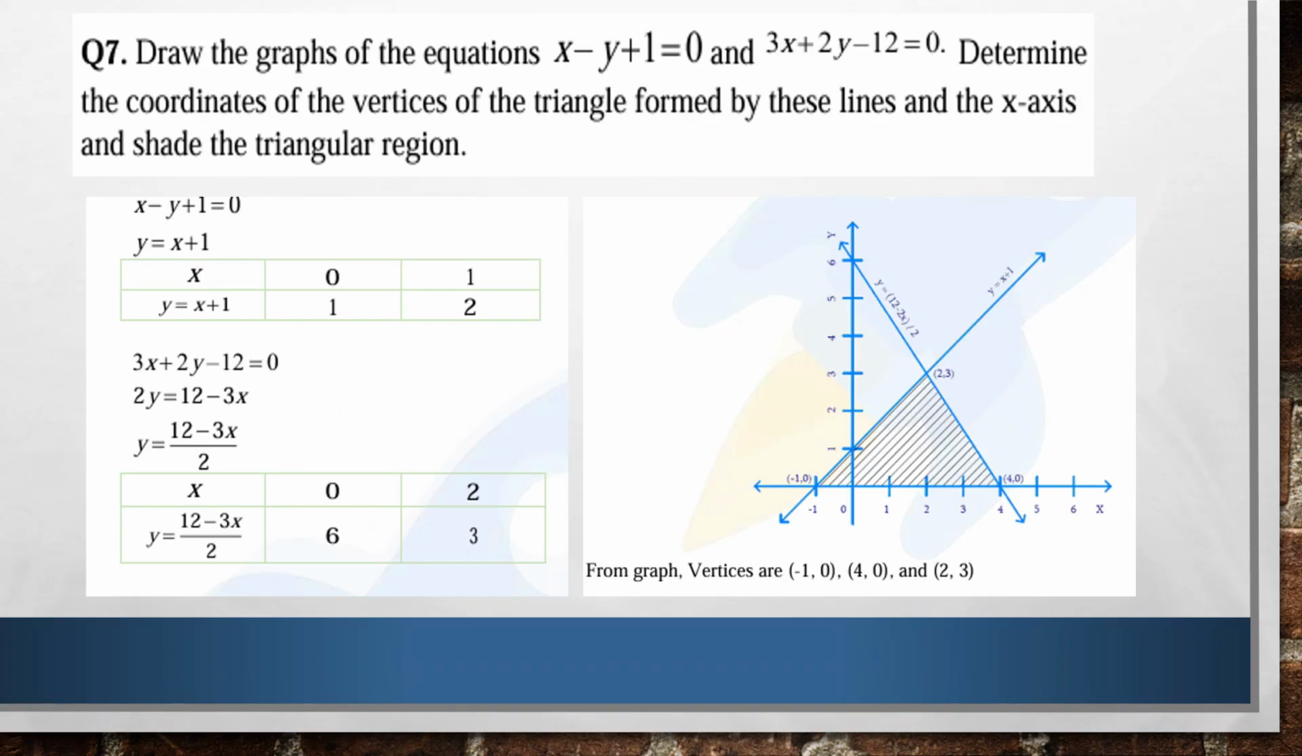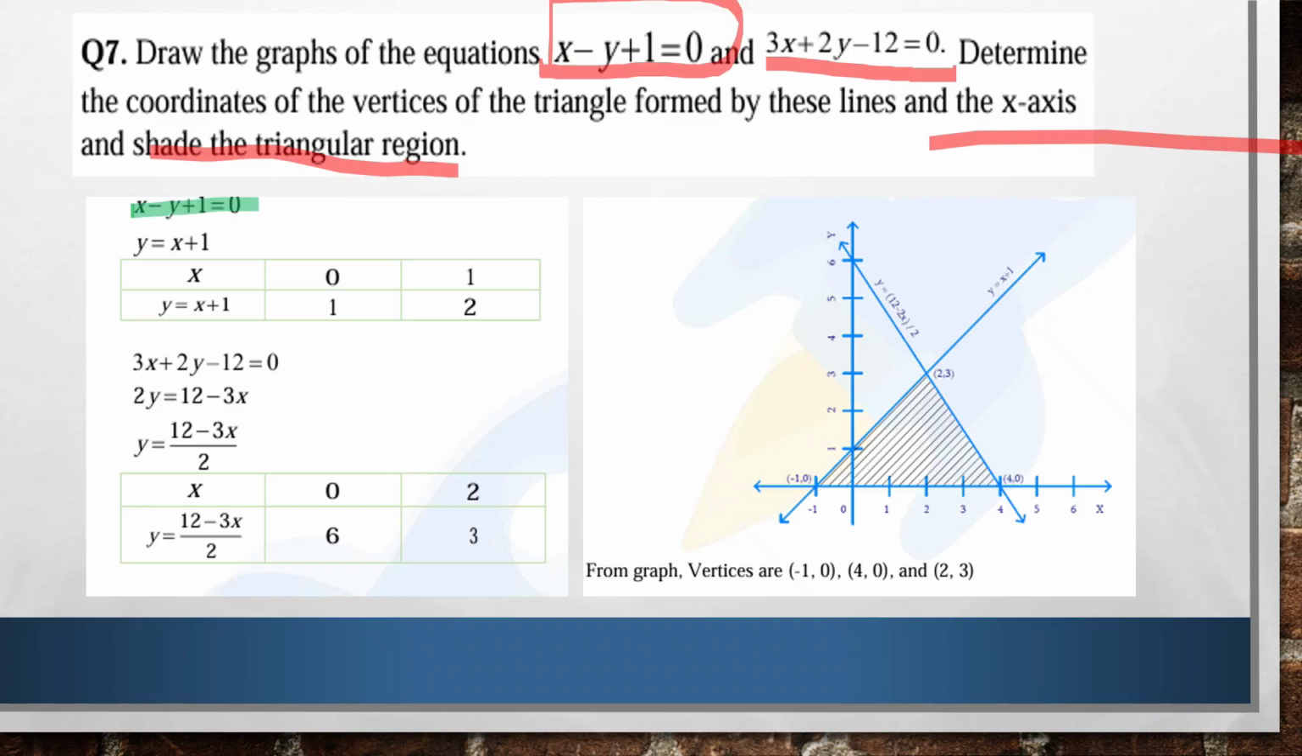Draw the graphs of the equations x minus y plus 1 is equal to 0 and 3x plus 2y minus 12 is equal to 0. Determine the coordinates of the vertices of the triangle formed by these lines and the x-axis, and shade the triangular region. So here the equations are already given, that is x minus y plus 1 is equal to 0, and y is equal to x plus 1.